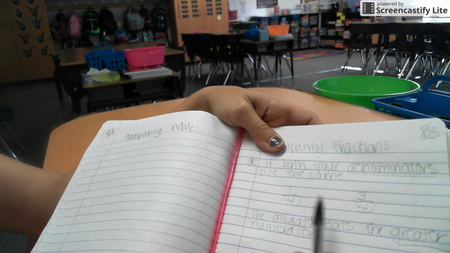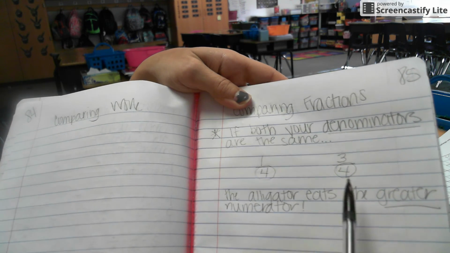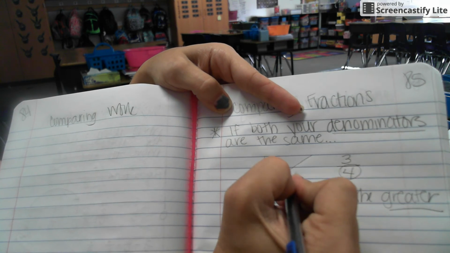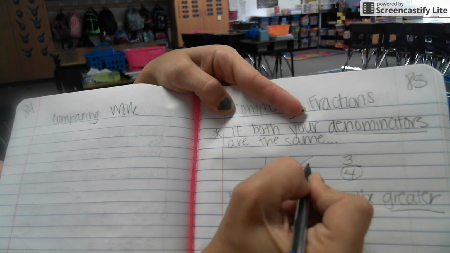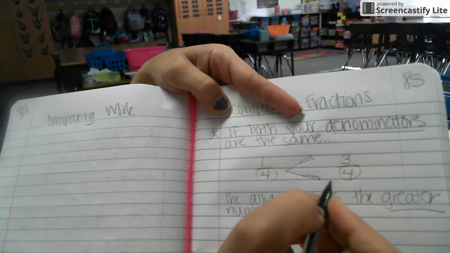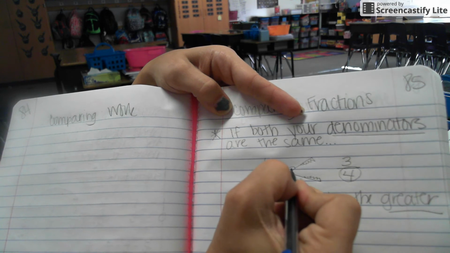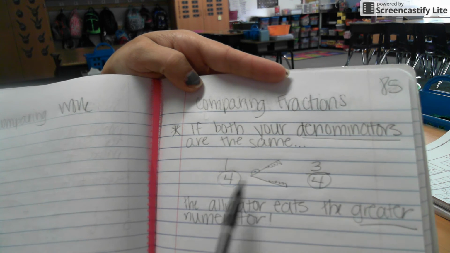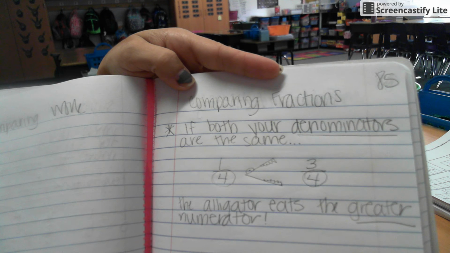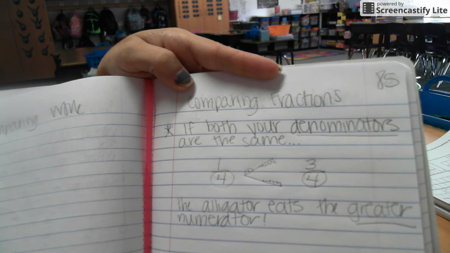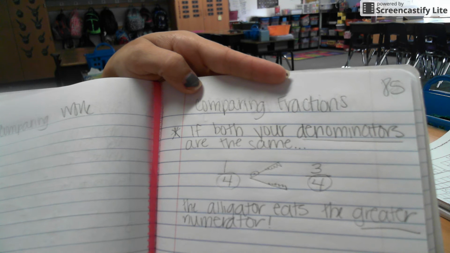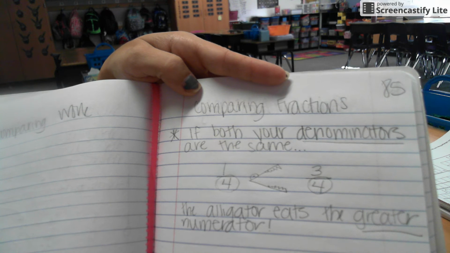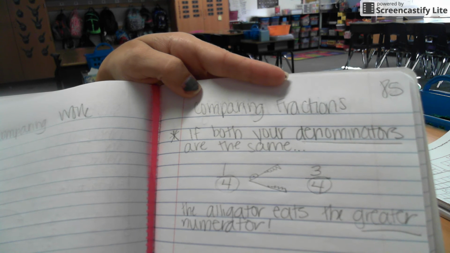So what that means is I have a numerator of 1 and a numerator of 3. So which one is greater? 3. So that means my little alligator is going to eat the 3 because it's greater. So that's one way of comparing fractions. If my denominators are the same, then the alligator is going to eat the greater numerator. You're first going to check the denominators and see if they're the same or not. If they're the same, then you can use this method.